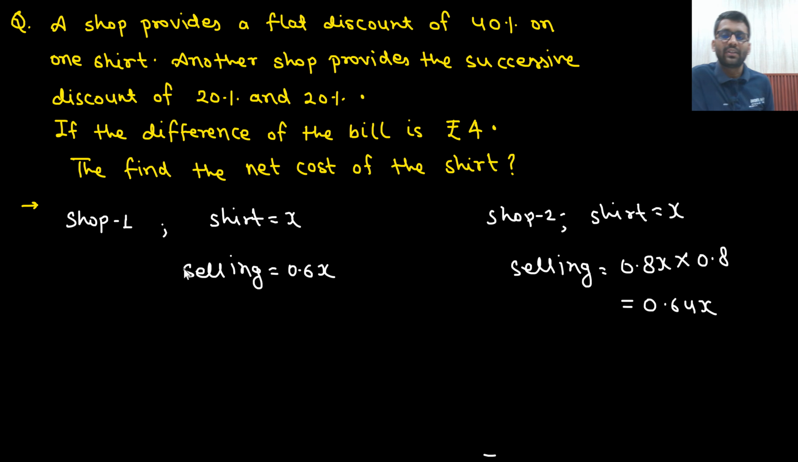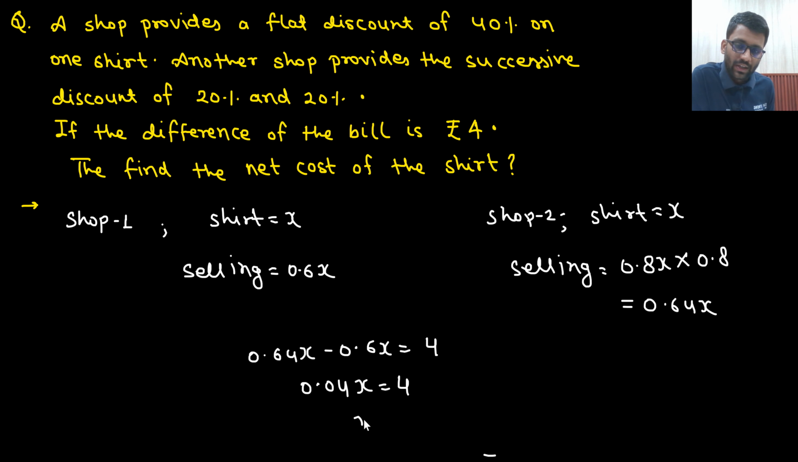Rupees. And now what they are saying is the difference in the bill is rupees 4. So what is the difference in the bill? The difference in the bill will be 0.64x minus 0.6x, that is equal to 4 rupees. That means 0.04x is equal to 4 rupees. So x is equal to 100.